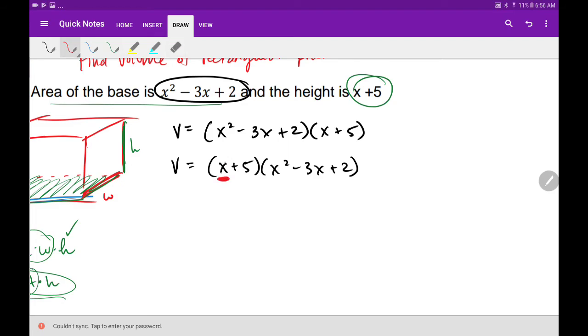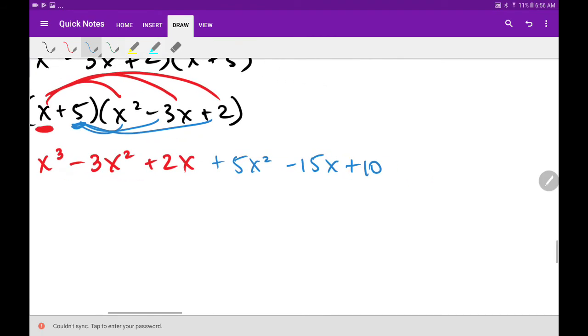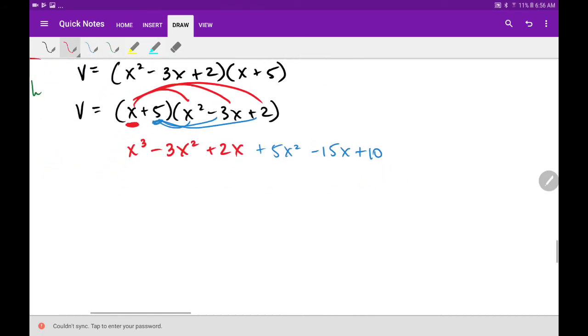So I'm going to start by distributing this x. So I'll get x cubed minus 3x squared plus 2x. And now I'm going to distribute this plus 5. I'll get plus 5x squared minus 15x plus 10. Now that I'm done distributing, we'll just combine our like terms.